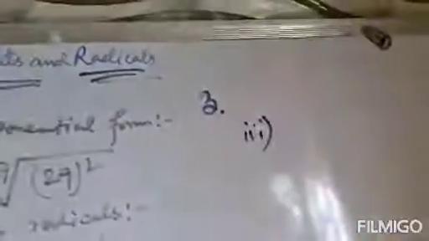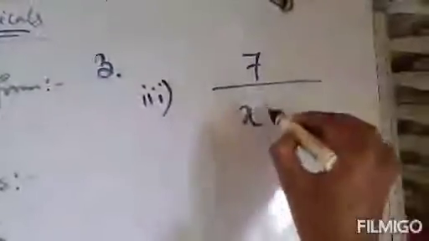Clear? Next, last question, question number 3, that is 7 by x to the power minus 3 by 4. So here just compare it with the formula a to the power minus n. Now see, if you compare this with a to the power minus n, this is 7 by x to the power minus 3 by 4.